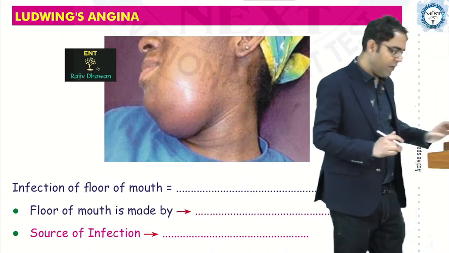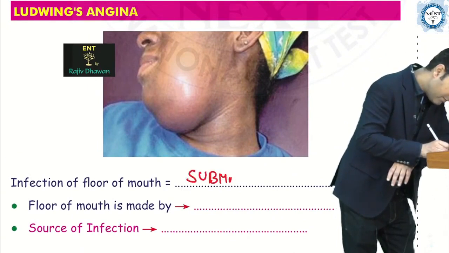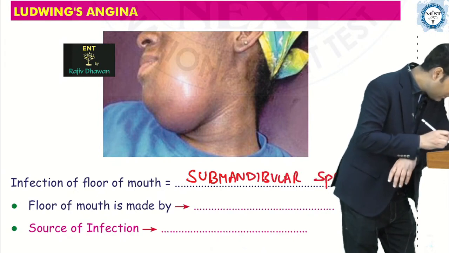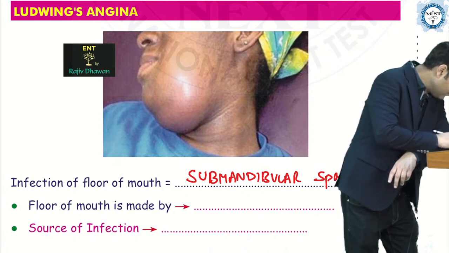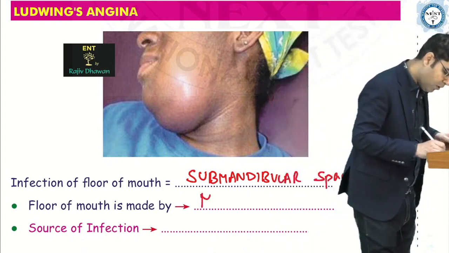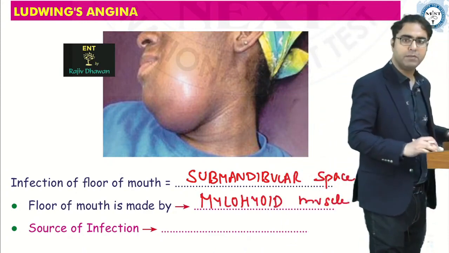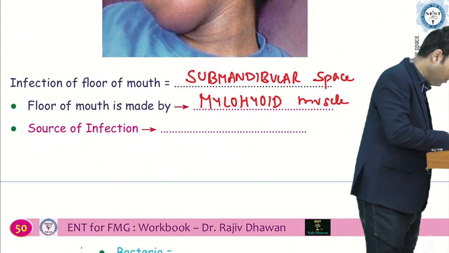It is infection of the floor of mouth, also called the submandibular space. Floor of mouth is made by the mylohyoid muscle. Floor of mouth is made by which muscle? Mylohyoid muscle. Anatomy question.